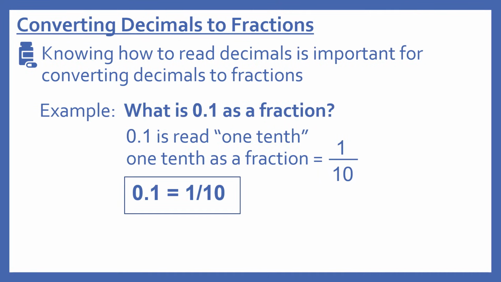So now we'll talk about how to convert a decimal to a fraction. This is why knowing how to read decimals is important. So for example, what is 0.1 as a fraction? 0.1 is read as 1/10. Well, 1/10 as a fraction is 1 over 10. So 0.1 equals 1 over 10, or 1/10.